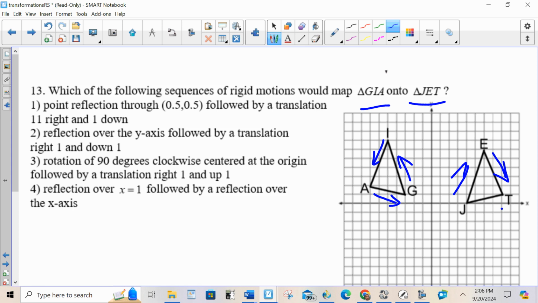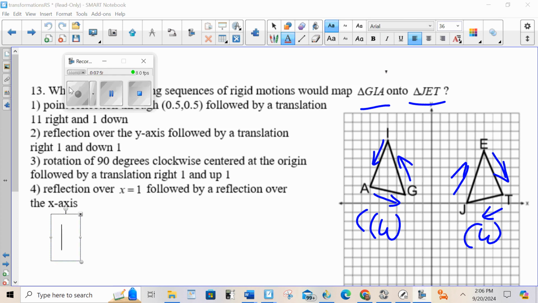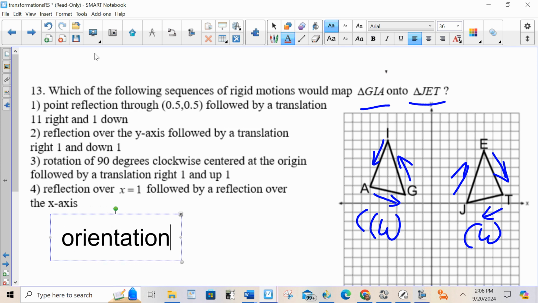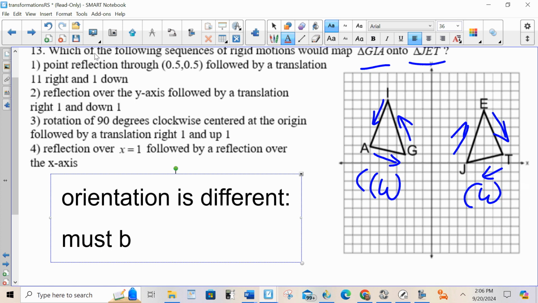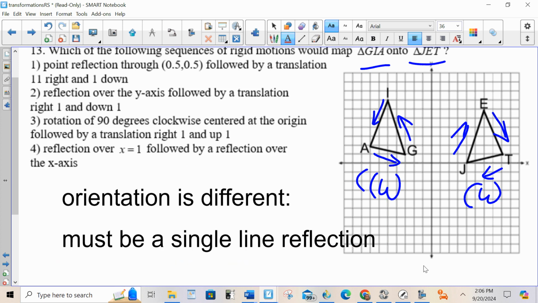GIA, JET. GIA is going counterclockwise. JET is going clockwise. The orientation is different. That means there must be a single line reflection. A double line reflection keeps the orientation. Point reflection is not a line reflection. A point reflection does not change orientation. It must be a single line reflection.